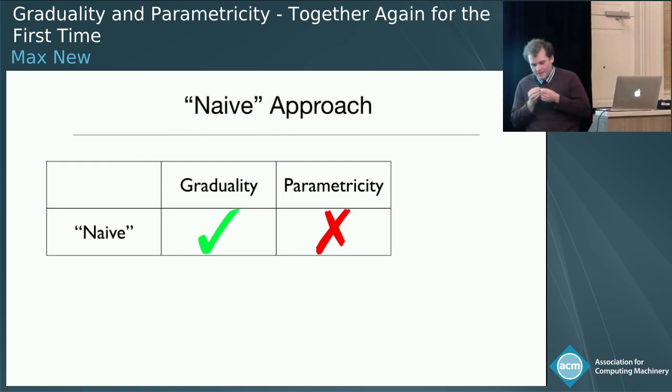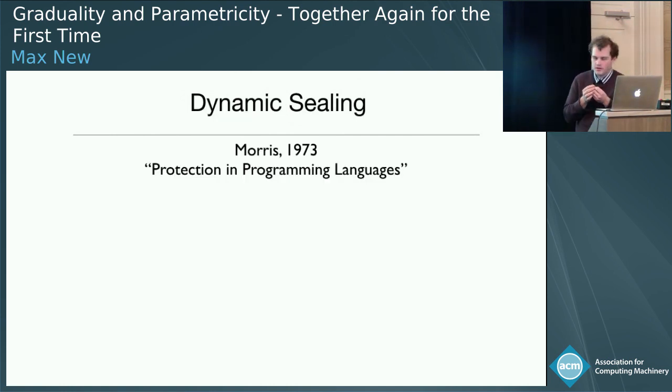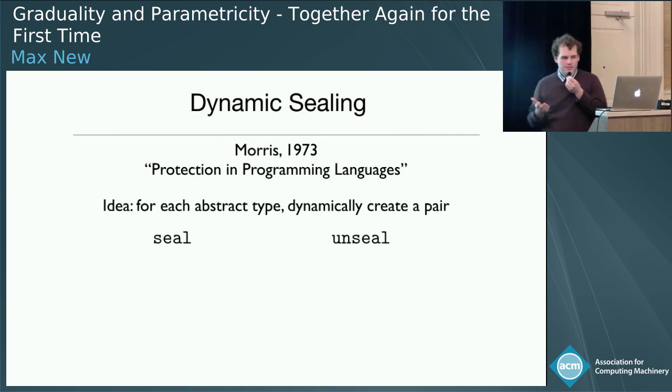And then, okay, so the community's looking at this and they say, okay, what can we do? Maybe we can enforce the parametric reasoning at runtime. And this idea goes back to Morris, 1973, and it's called dynamic sealing. And the idea is for each abstract type in the program, we're going to dynamically create a pair, a seal and unseal pair, where seal packages up values and puts them into an opaque box. And the only way to actually get the value out is with an unseal function.